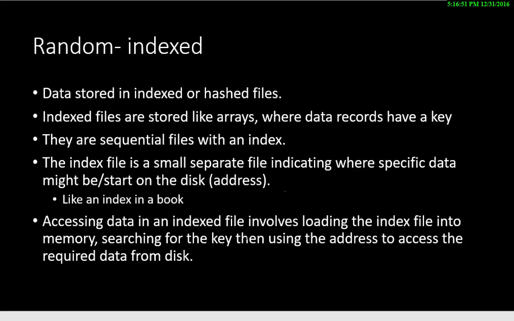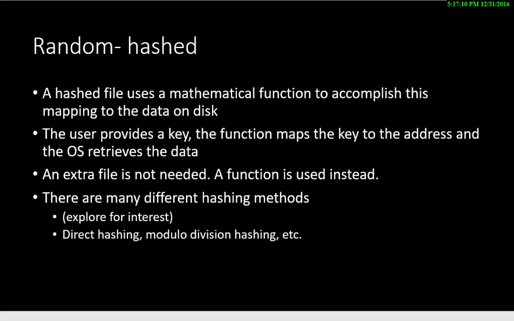point onwards. A bit like a dictionary, or an encyclopedia, or a catalogue, where you go to the back, find the page of a sort of category, and then you go and search through from there. It's a lot quicker. Okay, so that's indexed files. Hashed files are a little bit different in that there is a mathematical function for telling you where items are on the disk. Doesn't need an extra file. It uses a function to work out where to actually look.